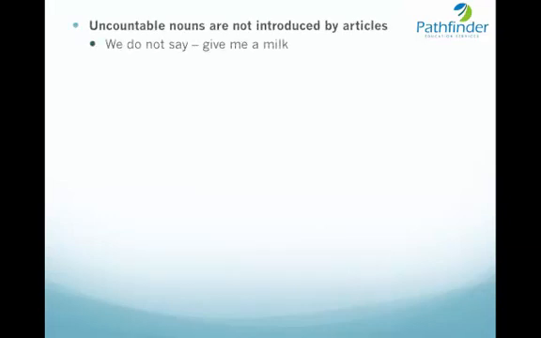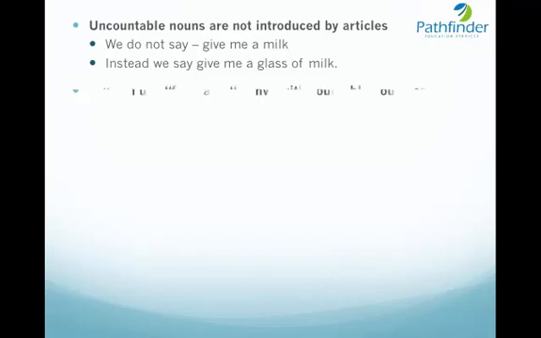Uncountable nouns are not introduced by articles. We do not say, give me a milk. Instead, we say, give me a glass of milk. Here, glass is a countable noun, and therefore, we can have a before the glass.